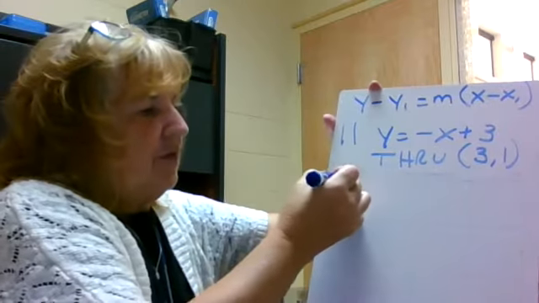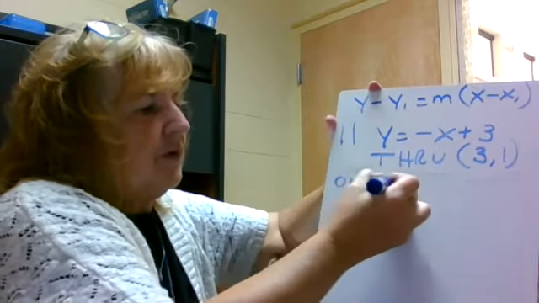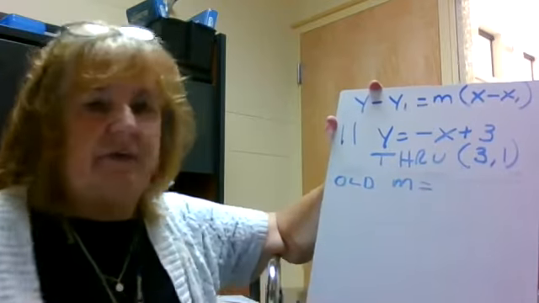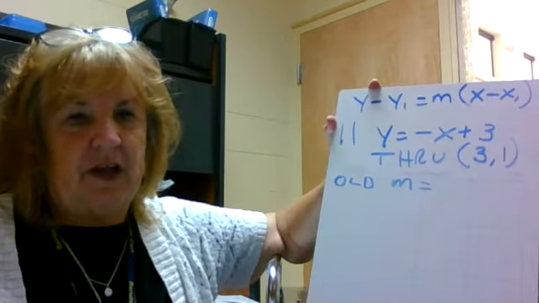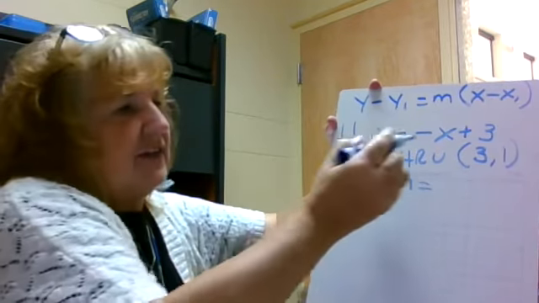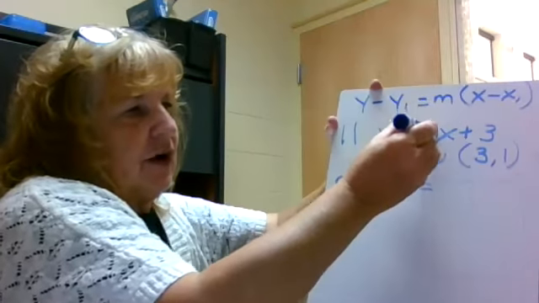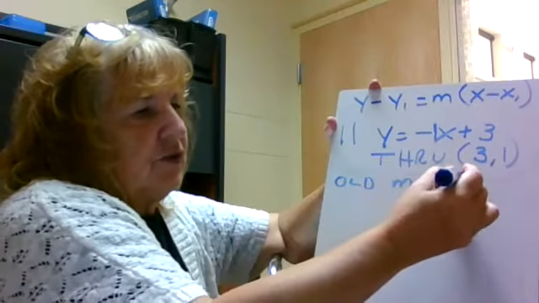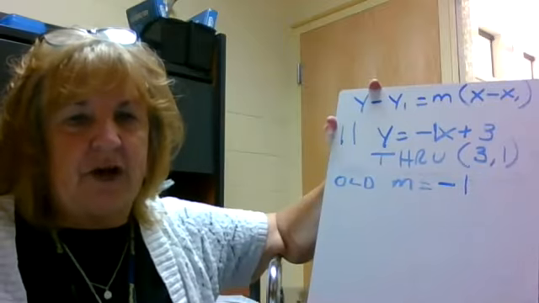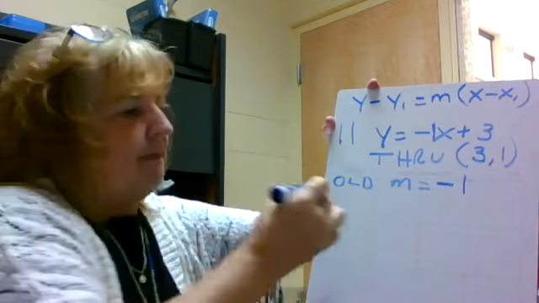Okay, old slope. You'll notice I'm using the same pattern on every problem. The old slope is this slope right here. Well, remember, there's not a number there, but it's automatically a 1. So this old slope is negative 1.